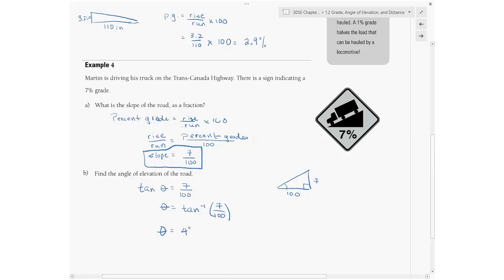So you'll notice the 7% grade and 4 degrees, it's not a 7 degree angle, but it's a 7% grade. So a 7% grade is a 4 degree slope. So a 7% grade is a 4-degree angle of elevation.